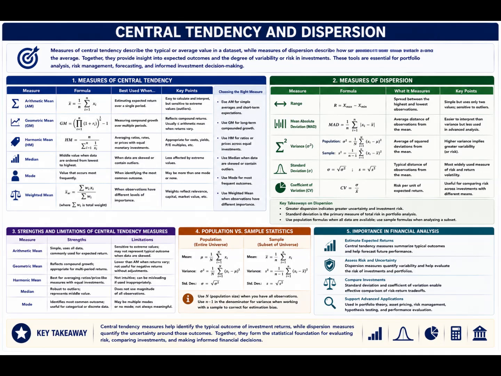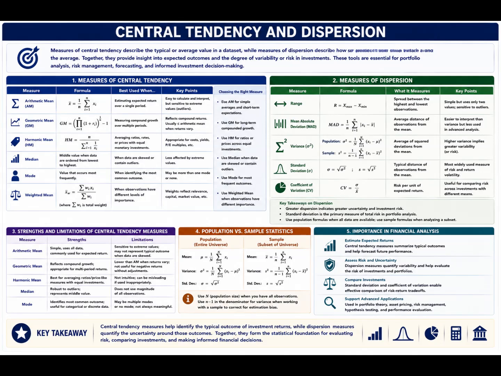The topic emphasizes that analysts must choose the most appropriate measure based on the characteristics of the dataset and the specific financial application being evaluated. The second major focus of the topic is dispersion, which measures the variability of observations around the central value. Dispersion is important in finance because greater variability generally implies greater uncertainty and investment risk.